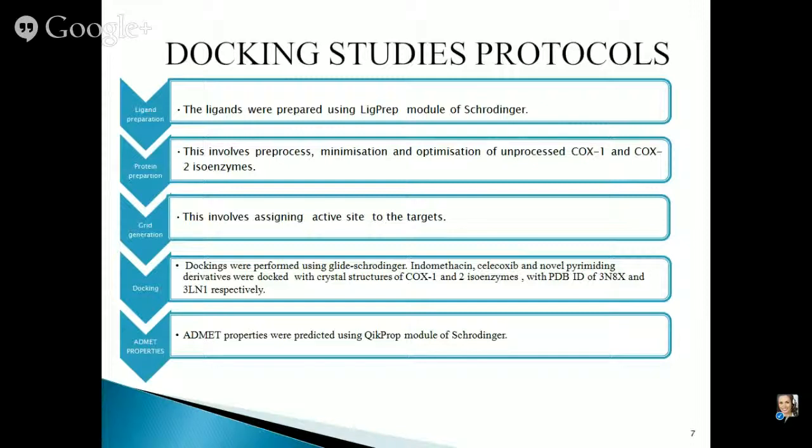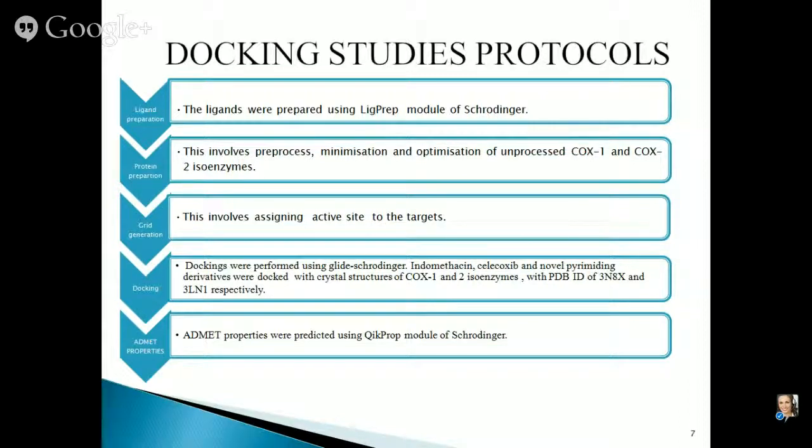First and foremost, the ligands were prepared using the LigPrep module of Schrödinger. The protein preparation involved pre-processing of the protein, that is addition of hydrogen to the raw protein downloaded from the PDB, that is the Protein Data Bank, then minimization of the protein, and optimization of the unprocessed cyclooxygenase 1 and cyclooxygenase 2 isoenzymes. Thirdly, grid generation. Grid generation involves assigning the active site to the target, that is, assigning the active site to both cyclooxygenase 1 and cyclooxygenase 2.